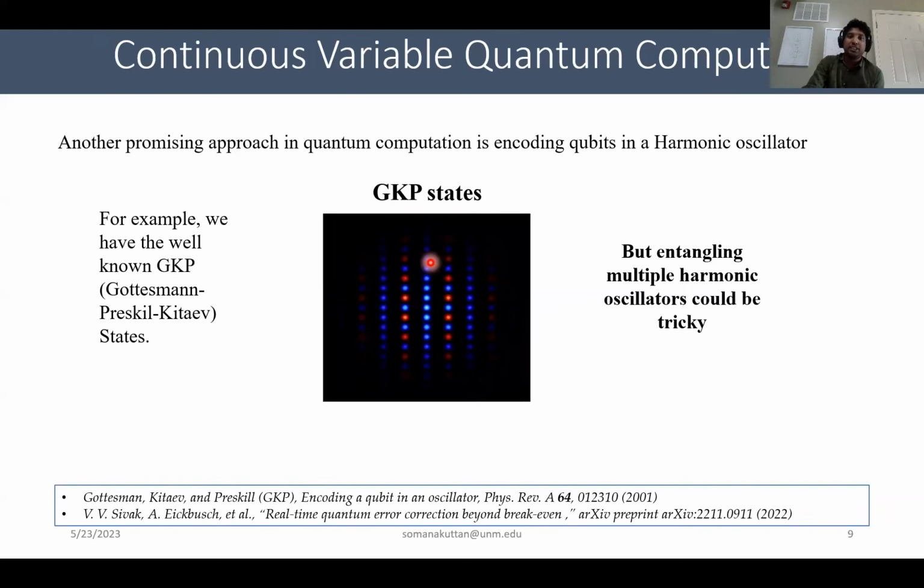But here there is also a problem. Like we said, the basic qubit is encoded in a harmonic oscillator, but one problem is we need to entangle these harmonic oscillators. We need many copies if we want to do a very useful quantum computation, but entangling them could be tricky. That's another problem here. Now, given these two backgrounds, the idea of qubits and the harmonic oscillator, today we are going to try to combine these ideas. That's going to be the focus of today's work.